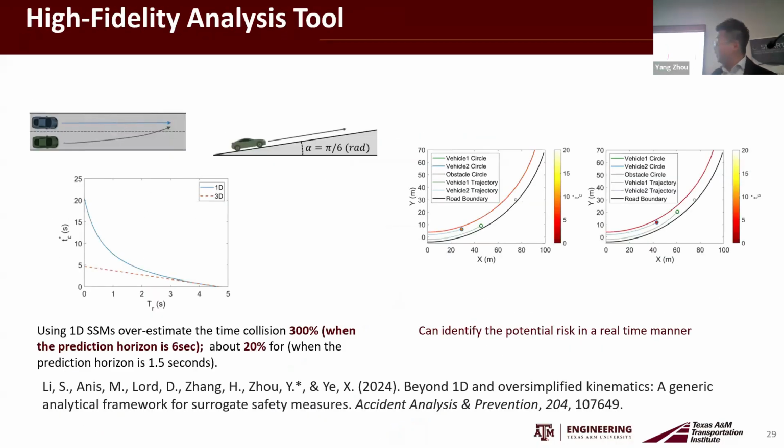So here is something that I would like to share: if you use the traditional time to clear, you will always get an overestimate of the time to clear by 300% if the prediction horizon is very long, for example, 6 seconds, and about 20% when the prediction horizon is 1.5 seconds. Okay. And we also use some demonstration to show that solving this ODE can be readily computed in real time.